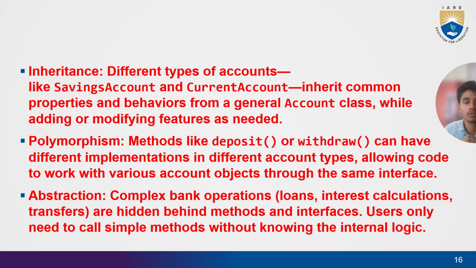Inheritance. Different types of accounts like savings accounts and current accounts inherit common properties and behaviors from a general Account class, while adding or modifying features as needed. Polymorphism. Methods like the deposit function or withdraw function can have different implementations in different account types, allowing code to work with various account objects through the same interface. Abstraction. Complex bank operations like loans, interest calculation, and transfers are hidden behind methods and interfaces. Users only need to call a simple method without knowing the internal logic.